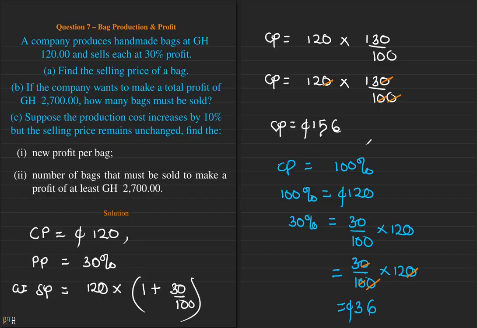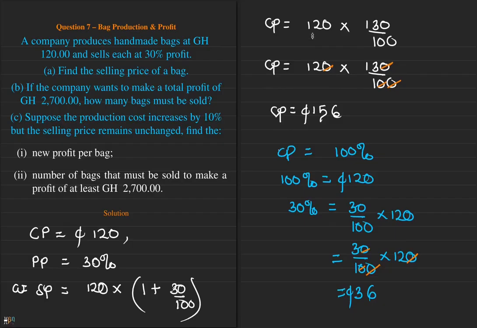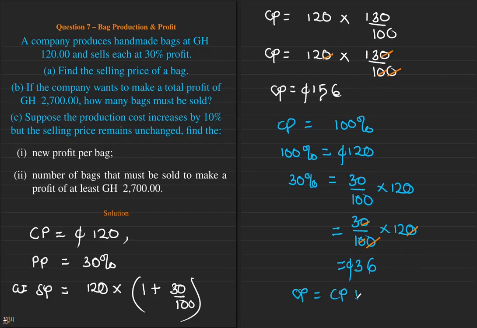Hence, if you want the selling price, then it is going to be the cost price plus the profit. And our cost price we have said is what? 120. The 120 plus the profit, which is 36. And that as well gives us 156. This is one way to use the reasoning.